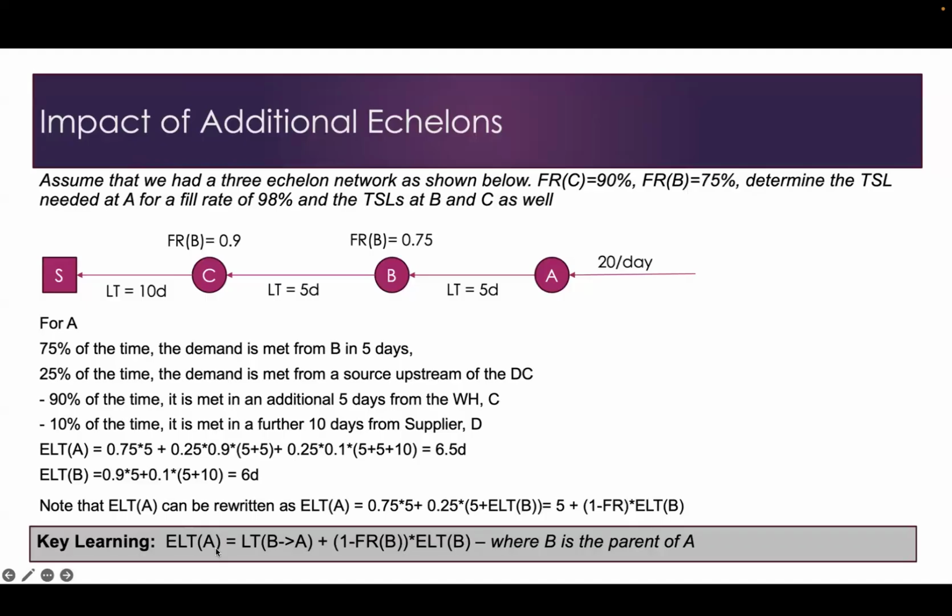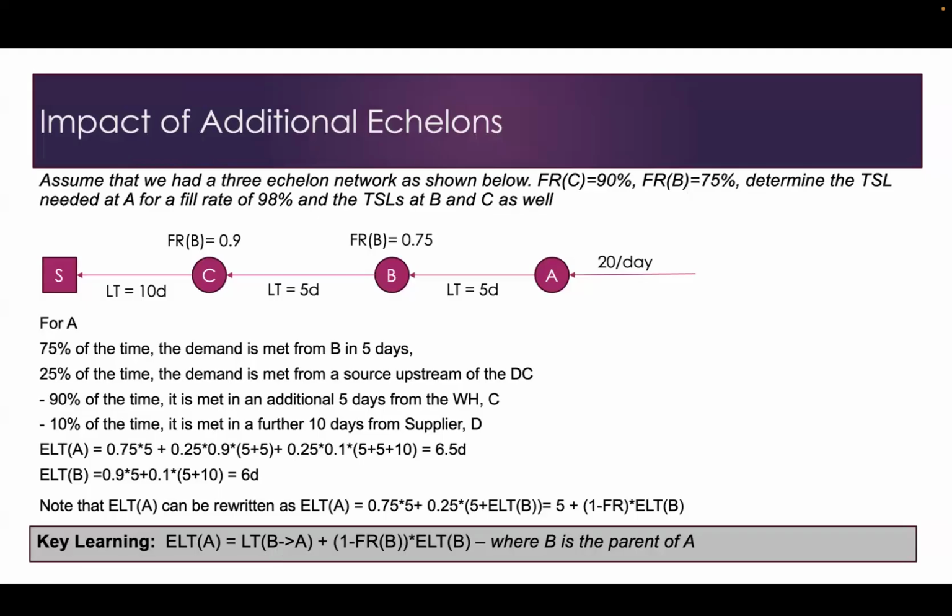I have now got a formula here where effective lead time of A is the lead time from B to A, I'm not even mentioning the fill rate right now, plus 1 minus fill rate of B times effective lead time of B. And this is going to be incredibly, incredibly useful to us. But does everybody agree with this formula that I've shown you? Yes. This is the formula that's going to make a difference for us.